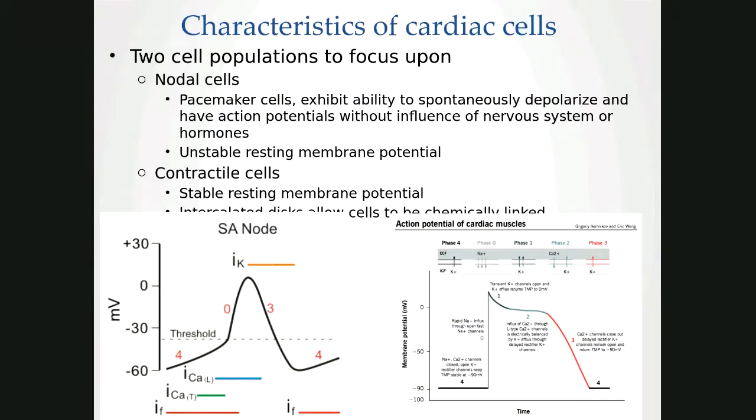We know it's striated. So we know there's going to be sarcomeres. We know that that means actin and myosin have to interact. And because the sarcomere is going to have troponin and tropomyosin, we know that calcium is going to have to bind to troponin to be able to pull tropomyosin off.